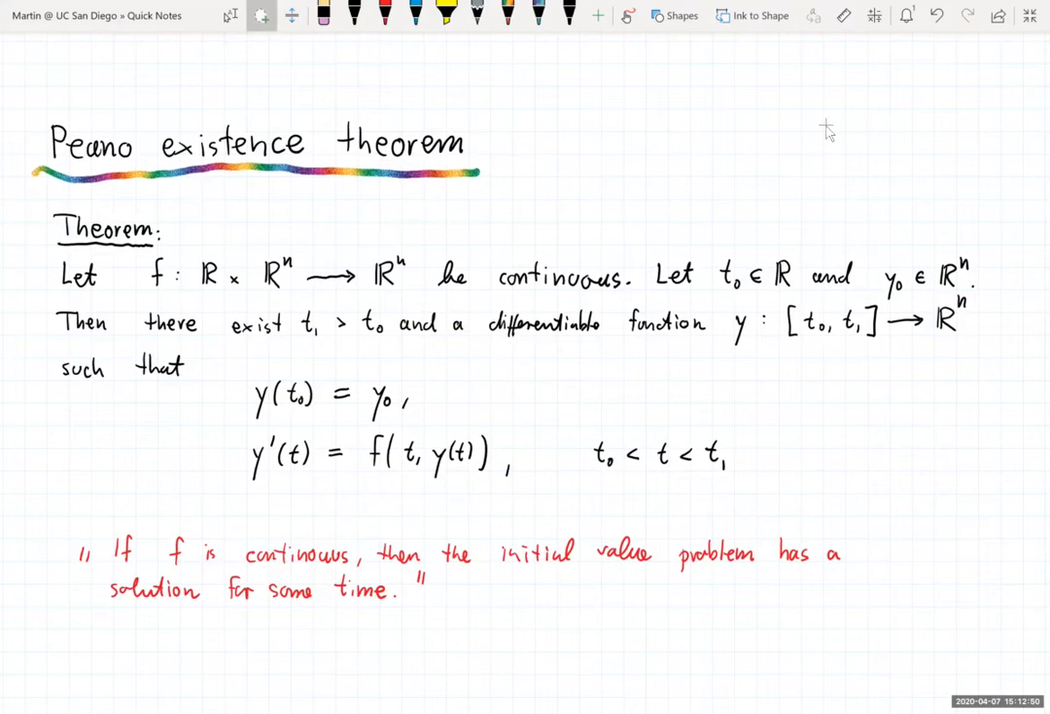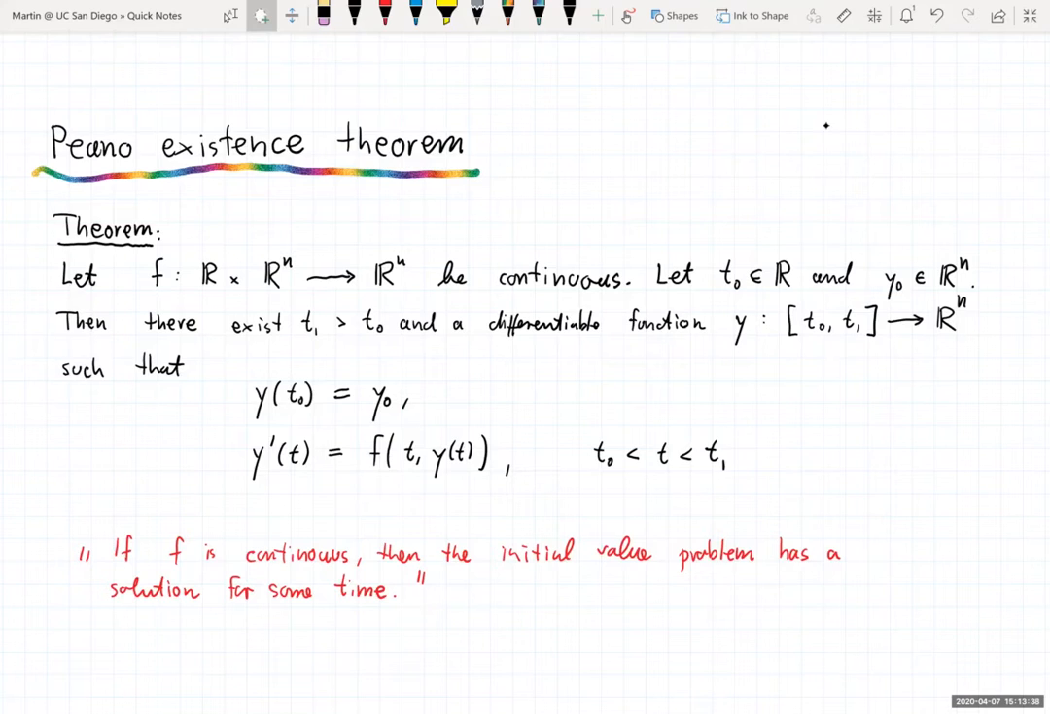So here in this context, the function f takes two arguments. The first argument is a real number and corresponds to time. And the second argument is a vector in R^n, which corresponds to our variable y. The output of that function f is again a vector in R^n. This function f corresponds to the right-hand side of the initial value problem. And then we've got t0, which is our time where we set up the initial condition. And we've got y0, which is the value at the initial condition.